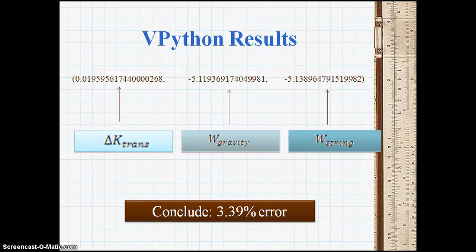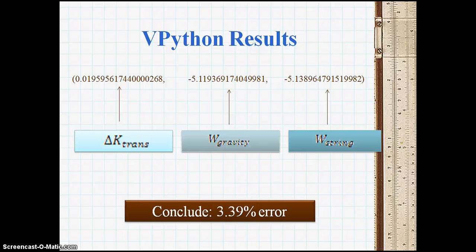Comparing the calculated energies from the experiment and the model, we see that they match very well. The printout from the code shows that the model calculated the work done by the string to be 5.1389 joules. This was within 3.39% of the experimental value calculated work. Thus, I concluded that my code was accurate enough to predict the motion and the energies of the falling yo-yo.